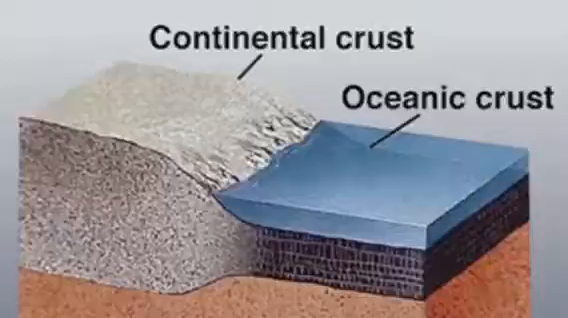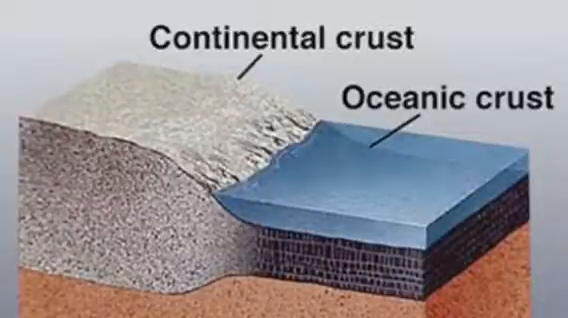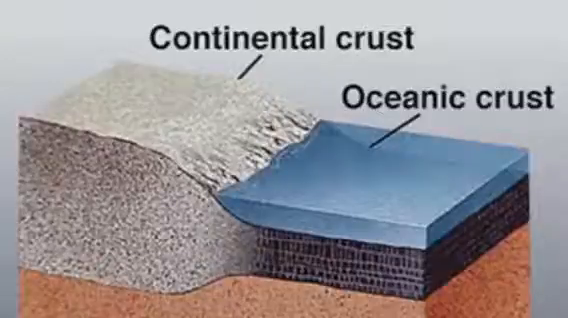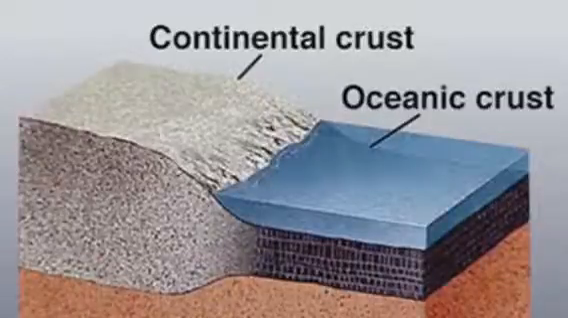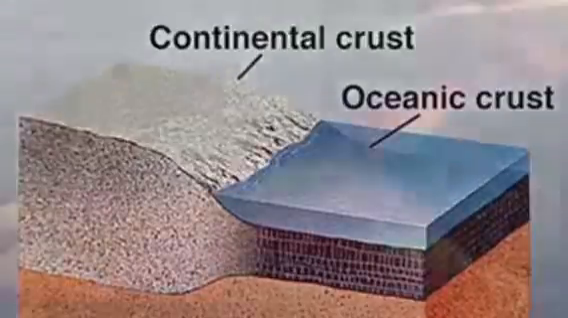Plates are made of 2 types of crust: continental crust, which is light but very strong. It cannot sink and it cannot be destroyed. Oceanic crust, on the other hand, is heavier and sinks under the continental crust. It is continuously being destroyed and replaced.